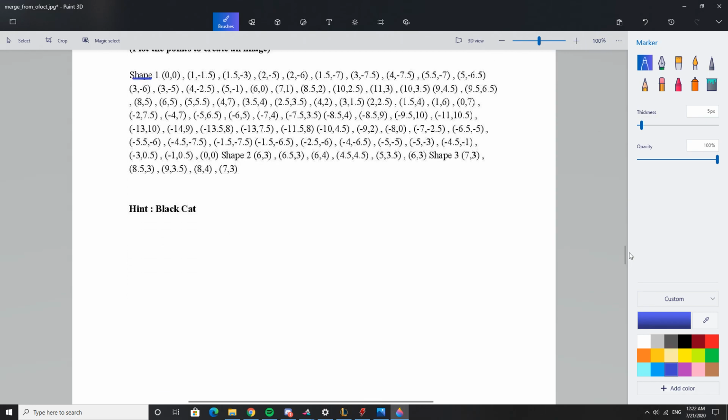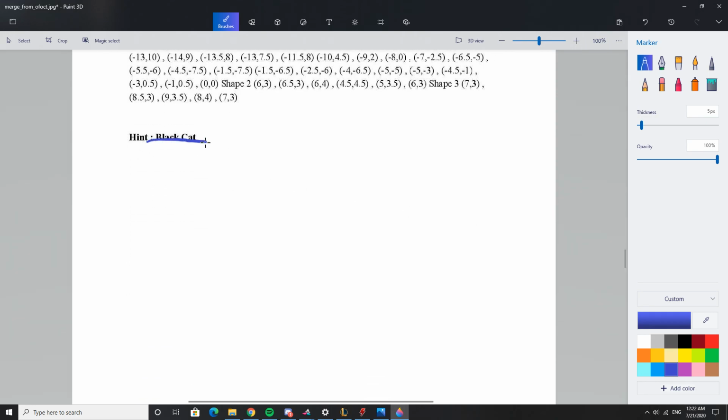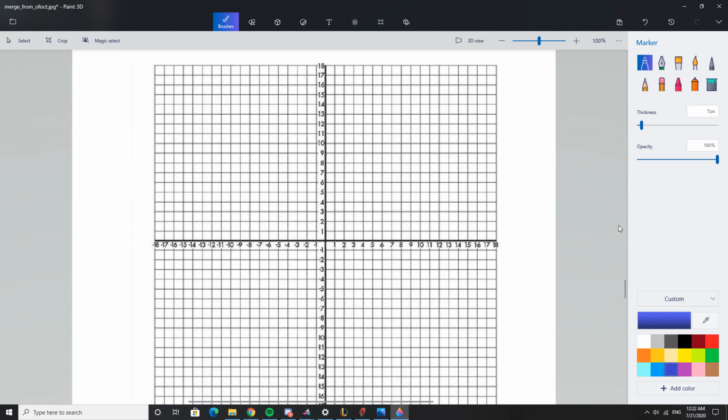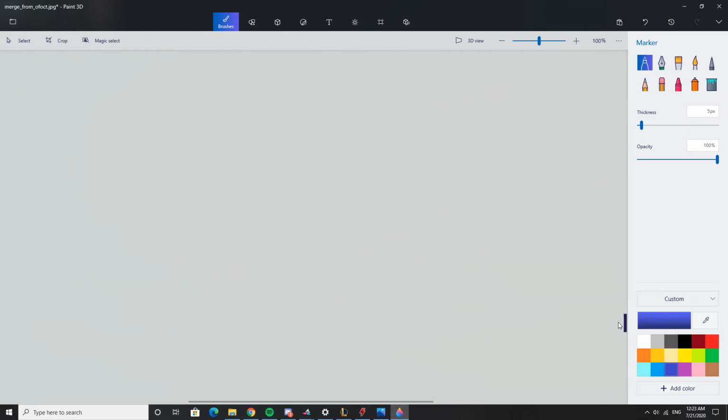Yeah, that's about it for this section. I think you're supposed to get a black cat, so that should be fun. And yeah, there's a big graph for it. And yeah, we're done.